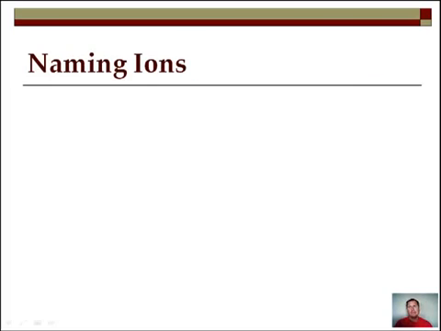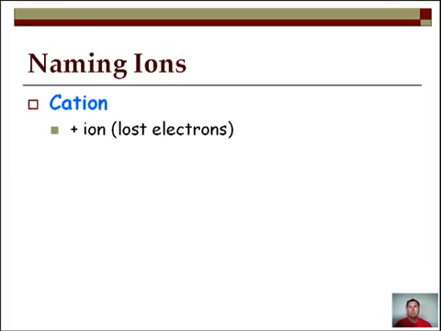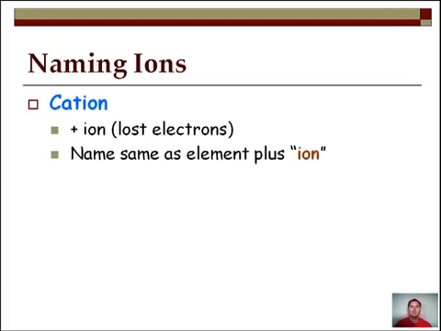Okay, naming ions. This is the start of naming. We're going to name lots of stuff. And naming cations is really quick, easy. Remember, cations are positive ions. They lost electrons, became positive. They're on the left-hand side. They're metals. So what you're going to do is the name is the same as the element. You're just going to add the word ion and end it.